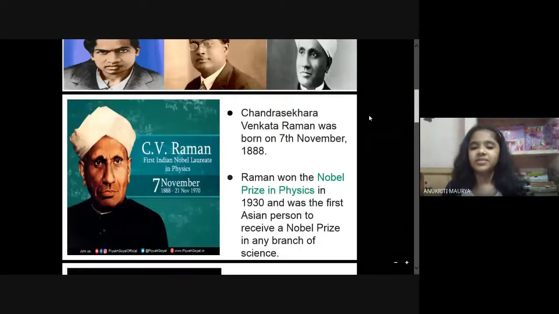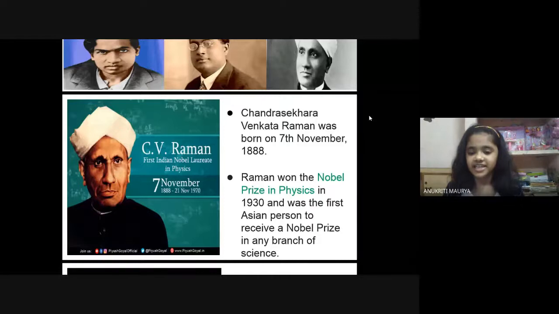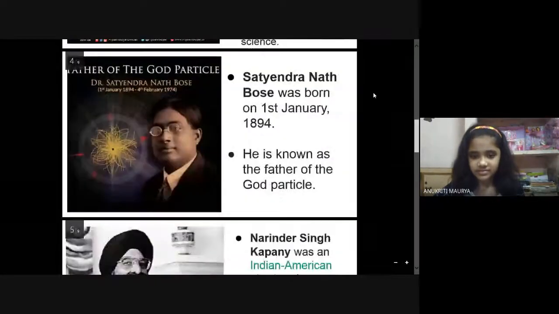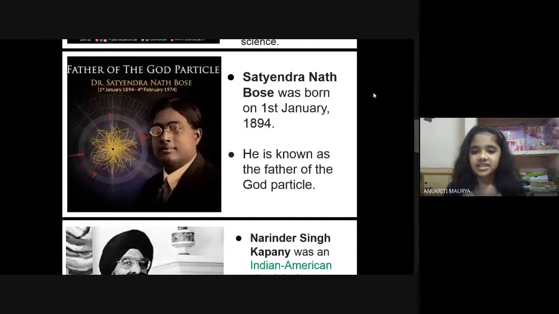First, C.V. Raman. Chandrasekhar Venkata Raman was born on 7th November 1888. He was working on light scattering. Second, Satyendranath Bose was born on 1st January 1894. He was known as the father of God particles. He was a mathematician and physicist.